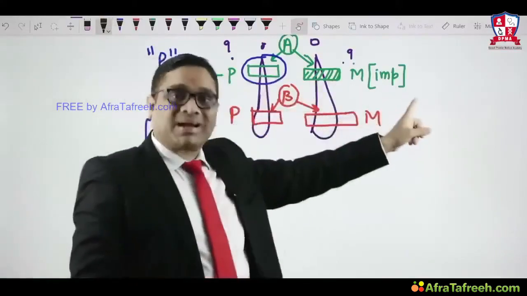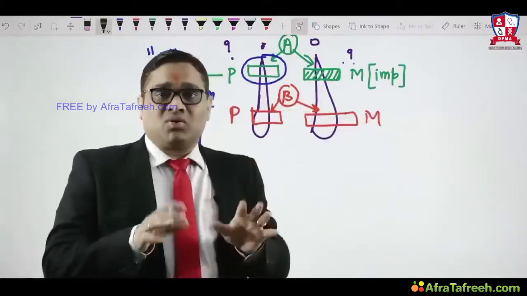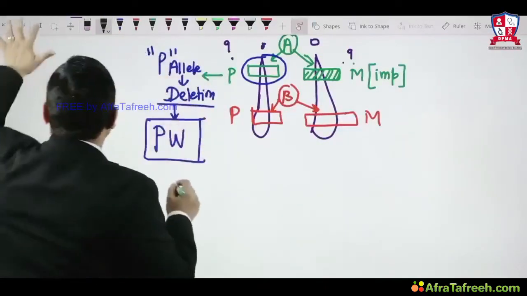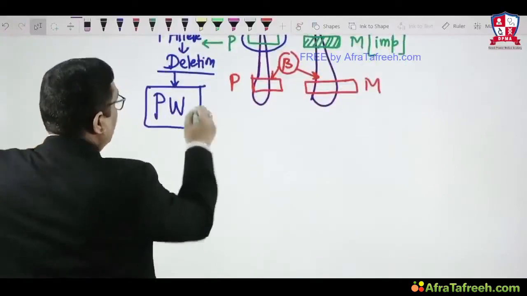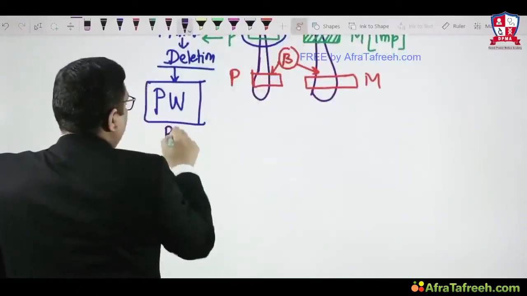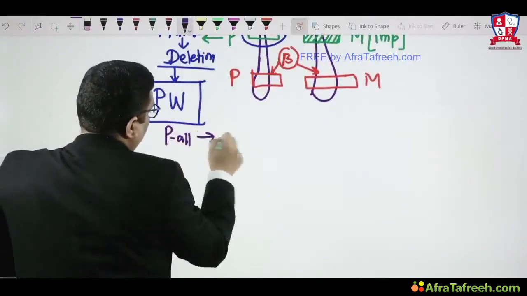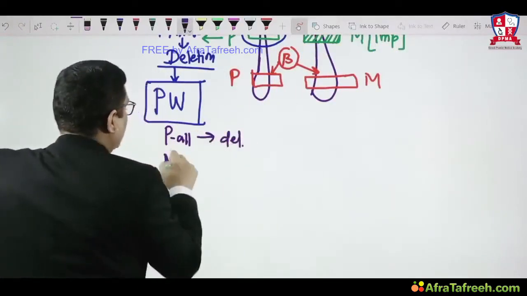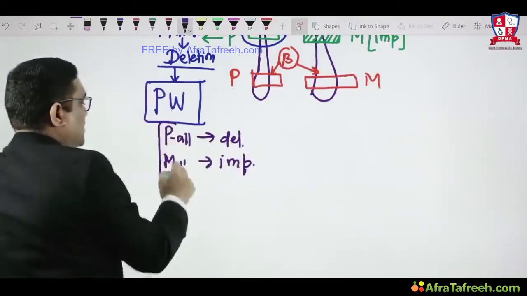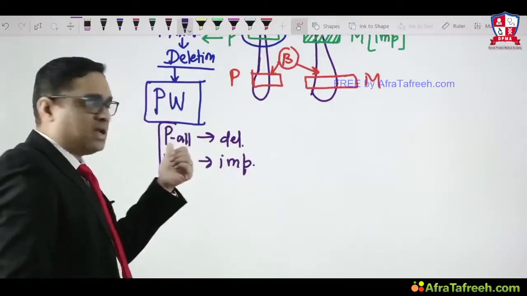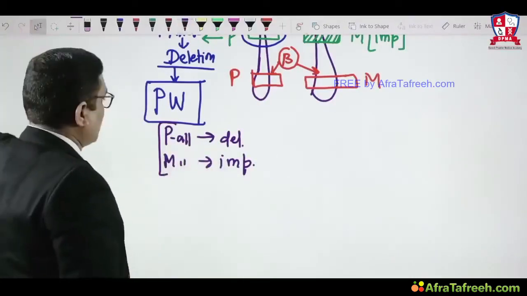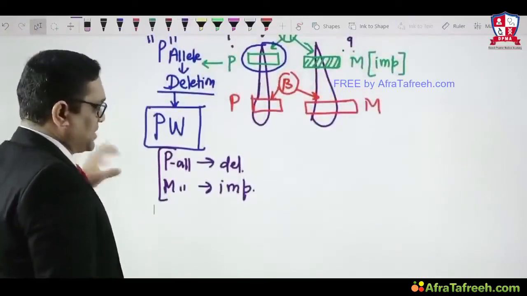Who is imprinted? Maternal imprinting. So that is how now no functional gene is present. So this is how we have to understand, right? In Prader-Willi syndrome, paternal allele is having deletion, maternal allele is having imprinting, right? So this is the summary of the Prader-Willi syndrome. Paternal allele is deleted, maternal allele is imprinted, and this is Prader-Willi patient, right?